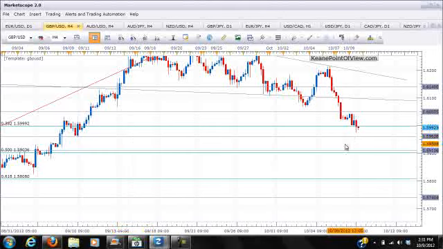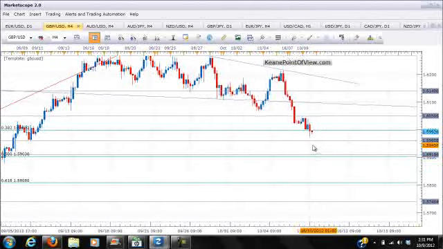Now if the pair can remain below this level, the easy target would be the 50 fib from the same move higher at 159.03. So you have to watch the price action around the 0.382 fib and see if we remain below that, and we could see a push even lower towards the 50 fib.